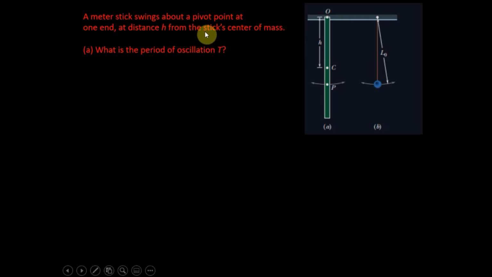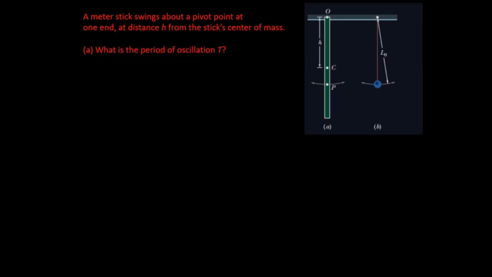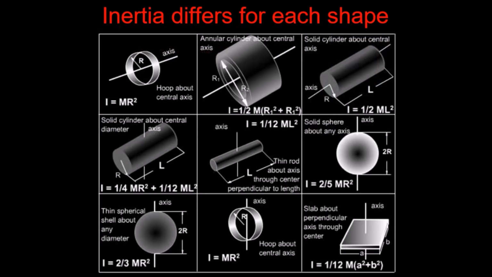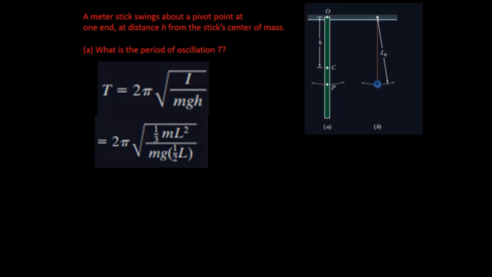Our meter stick is swinging about a pivot point at one end, distance h from the stick's center of mass. Well, you should immediately have gone for T equals 2 pi root I over mgh. Now, we know that this is a nice uniform stick, so if we go back to the previous slide, or a table like it, and we look up the value of I, we'll end up with 1/3 ml squared that we can substitute straight in for I. This is a standard kind of value for a long, flat plank.